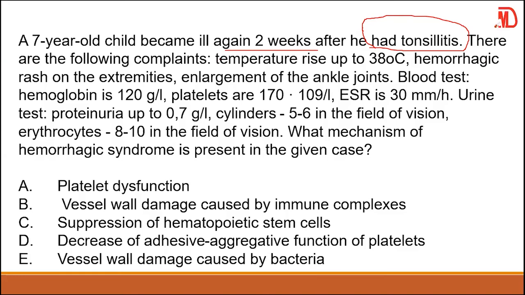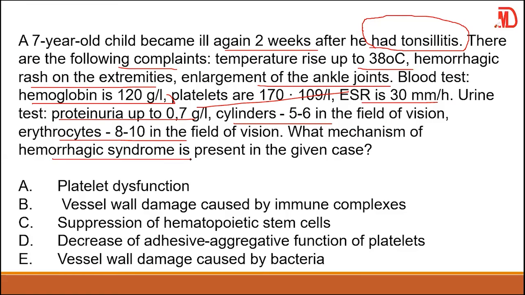Now, there are the following complaints. This is going to direct your answer. Temperature rise is 38 degrees, hemorrhagic rash on the extremities, enlargement of the ankle joint. Blood test: hemoglobin is 120, platelets, ESR. Urine: proteinuria up to 0.7, cylinders 5 to 6 in the field of vision, erythrocytes 8 to 10 in the field of vision. What mechanism of hemorrhagic syndrome is present in this case? But before that, what is your diagnosis in this patient?